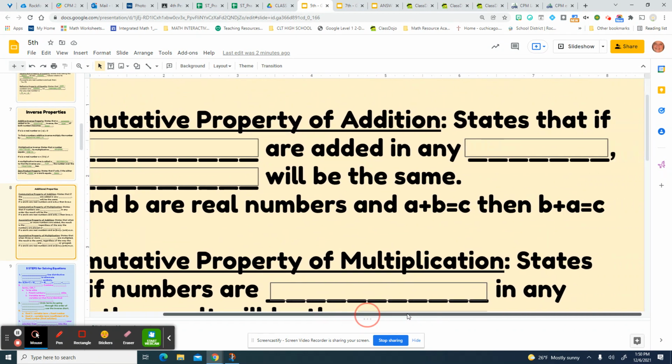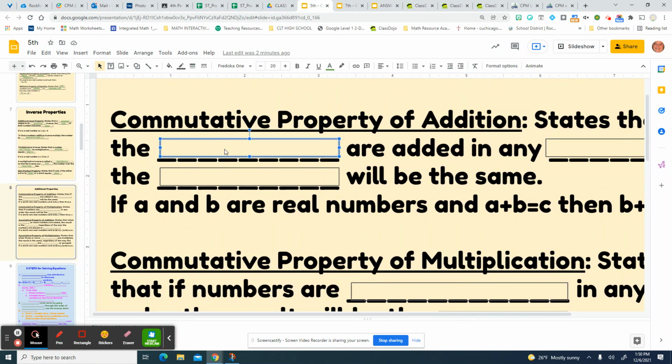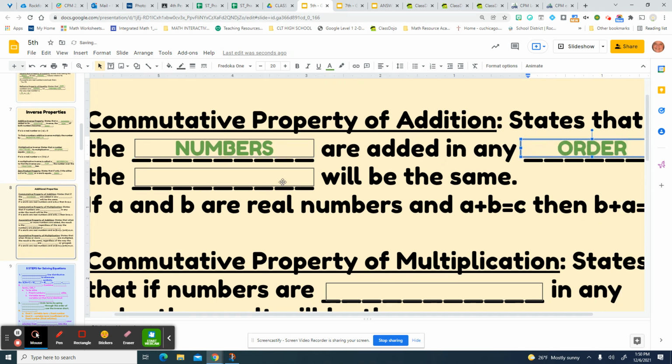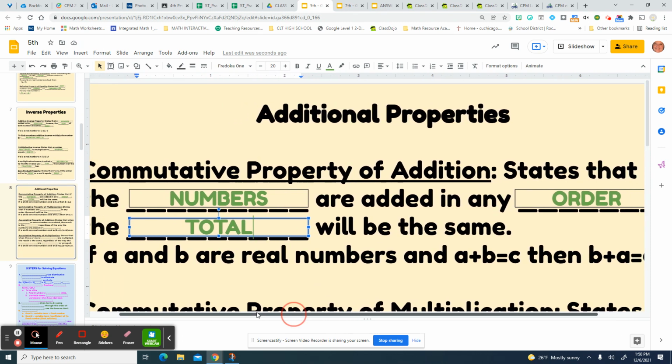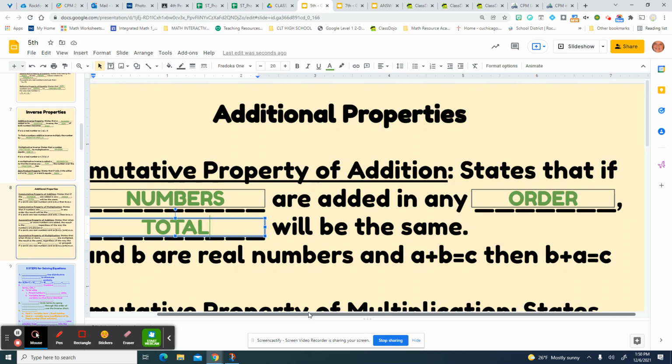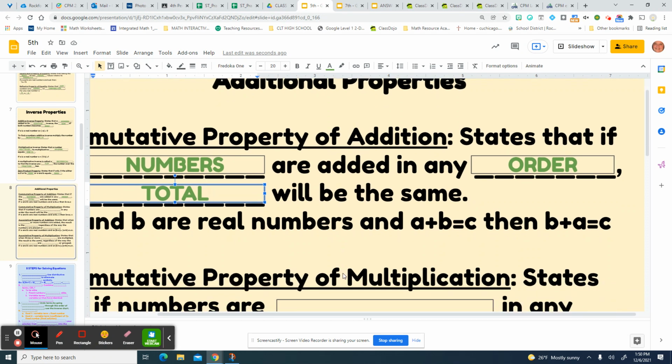So commutative property states that if the numbers are added in any order, the total will be the same. So if A and B are real numbers, and A plus B equals C, then B plus A must also equal C. So in other words, when you're just adding numbers together, you're allowed to change the order in which you add stuff, and you're still going to get the right answer.